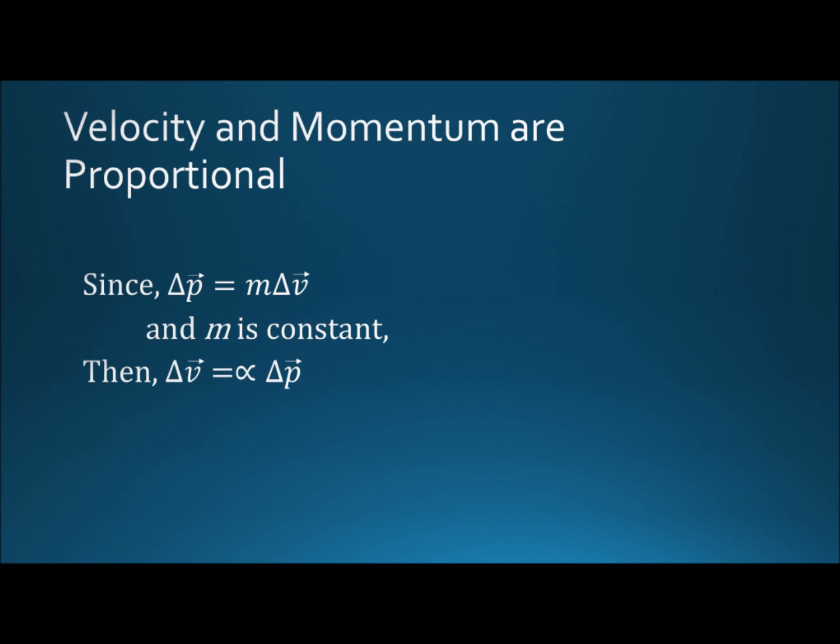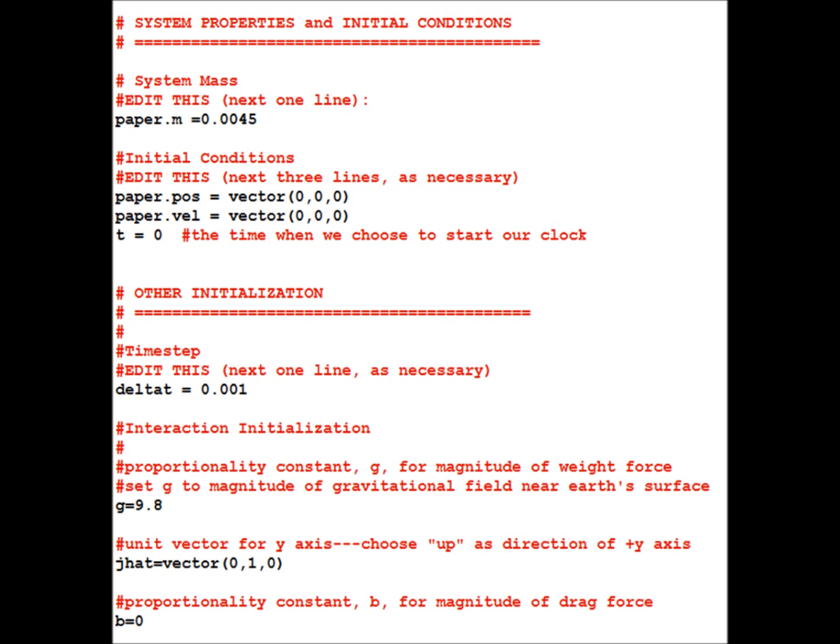Because the mass in this case is constant, that is, the mass of the paper does not change, momentum and velocity are proportional to each other. If the change of the paper's velocity is non-zero, then so is the change in the paper's momentum. This tracker information was used to create the computational models designed to mimic the object's motion.